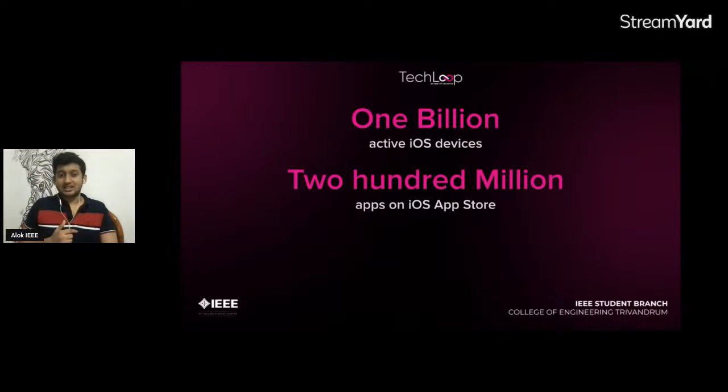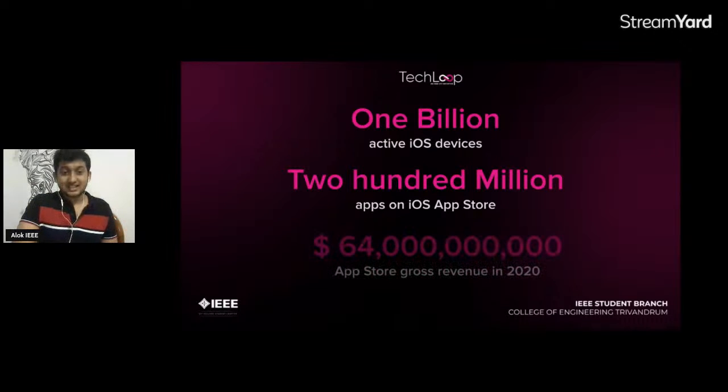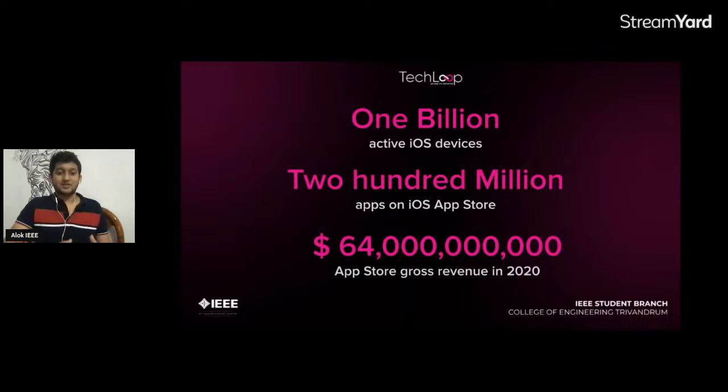And in the Android session you saw earlier, what was the revenue that Android received? It was about 38 billion. But in the iOS App Store, $64 billion was the App Store's gross revenue in the year 2020. So that is how popular iOS development is and how special it is, right? We are going to see how these apps are made and what is behind them.